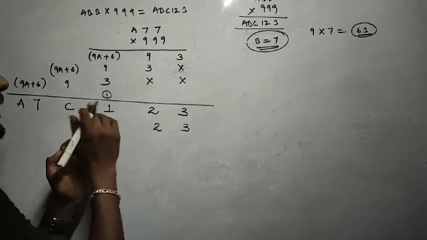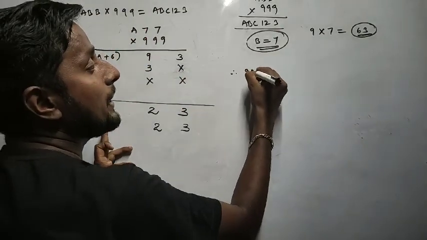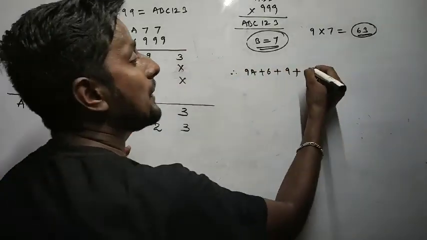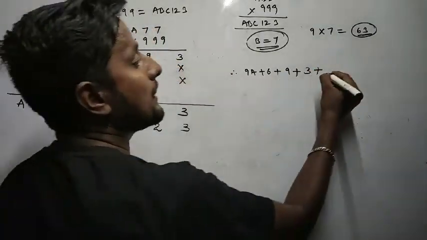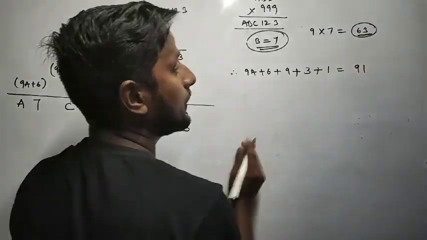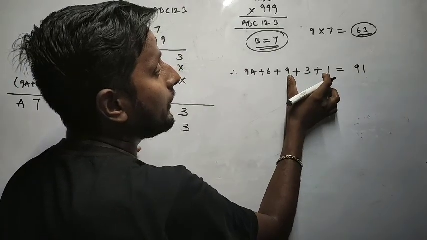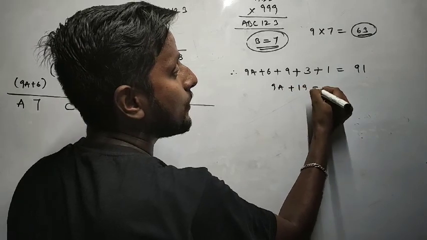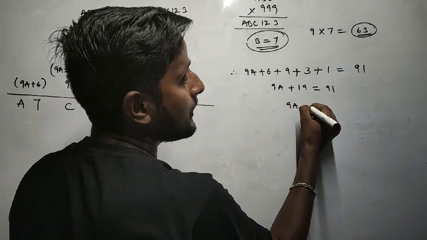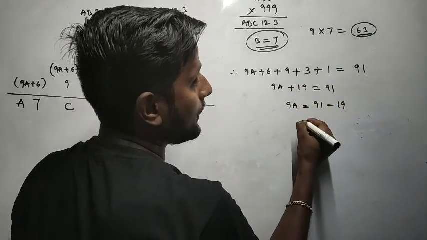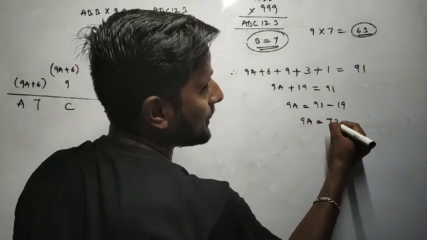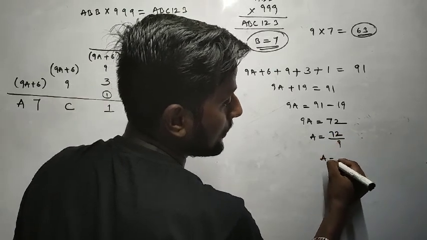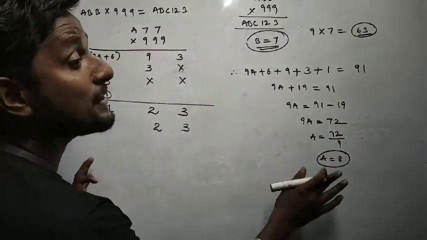Logically I am talking. Therefore 9a plus 6 plus 9 plus 3 plus 1 is equal to 91. Look at 9 plus 1, 10, 13, 19. So we write 9a plus 19 is equal to 91. 9a is equal to 91 minus 19. So 9a is equal to 72. A is equal to 72 by 9. A is equal to 8. Correct? A is equal to only 8.